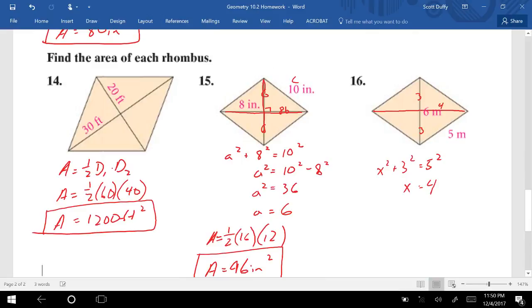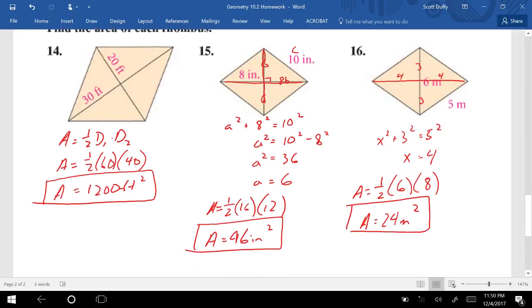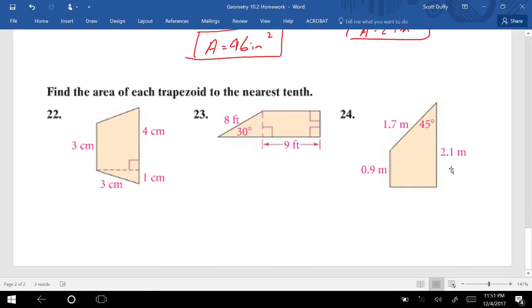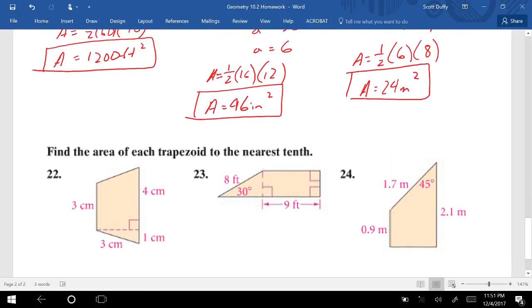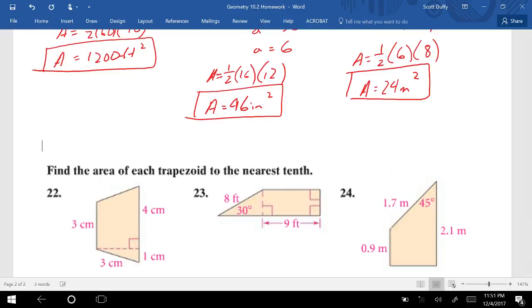So this would be 4 and 4, meaning that the whole vertical diagonal is 6, as we knew, and the whole horizontal diagonal is 4 and 4, which would be 8. And the area is equal to 24 square meters. Okay, and I'm going to do this on the next page.